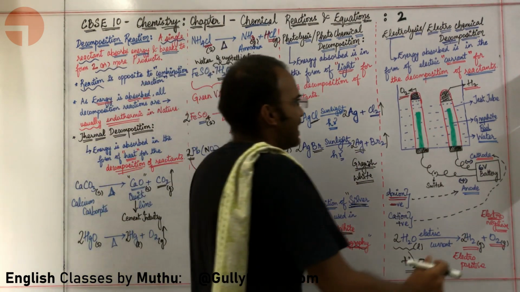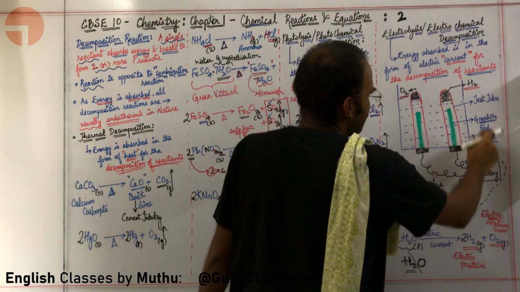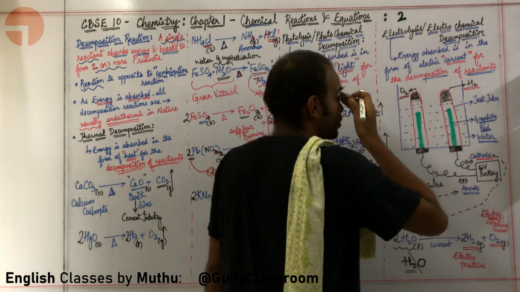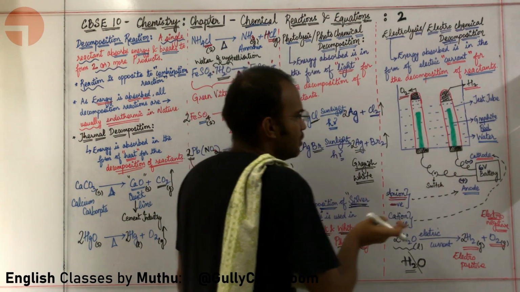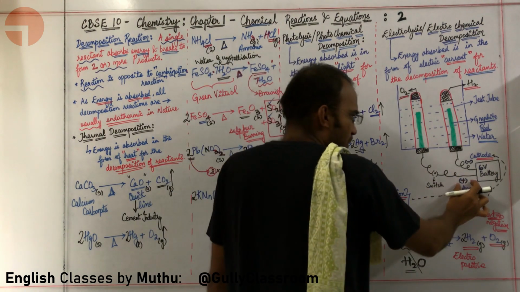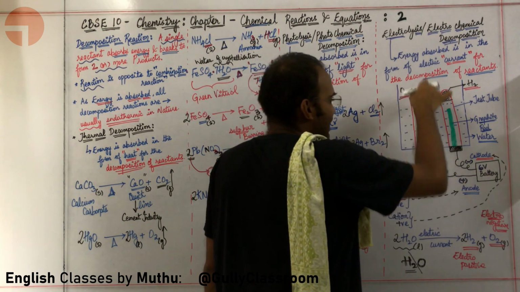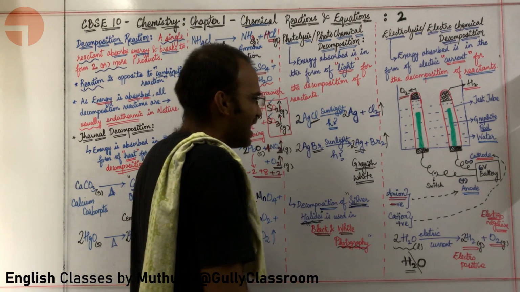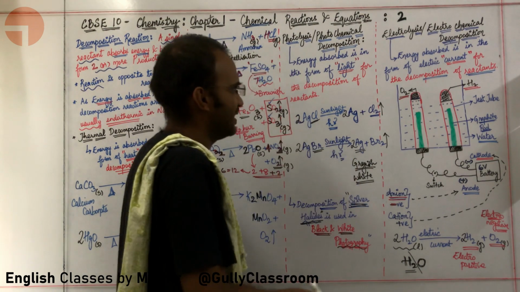Are you able to understand why the gas collected at the cathode is hydrogen? Cathode is negative in nature. Hydrogen is electropositive, so the electropositive hydrogen is attracted to the negative cathode. Anode is positive in nature. Oxygen is electronegative, so the electronegative oxygen is attracted towards the positive anode. Okay, that's basically the end of this lecture.